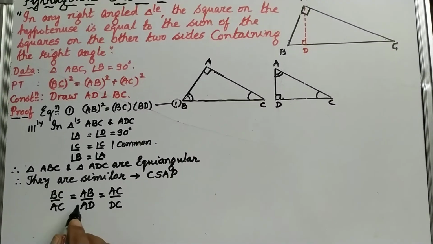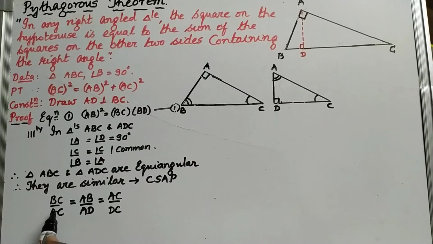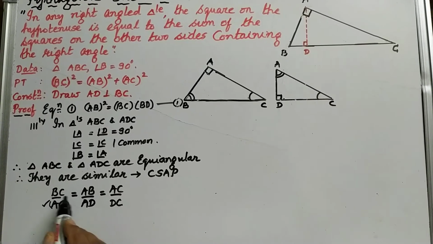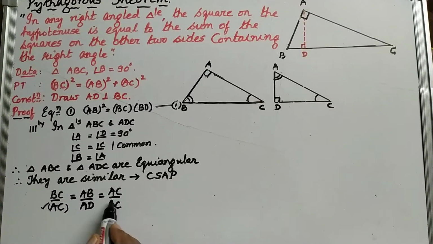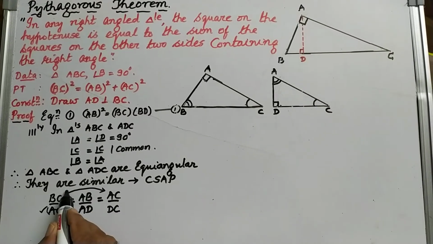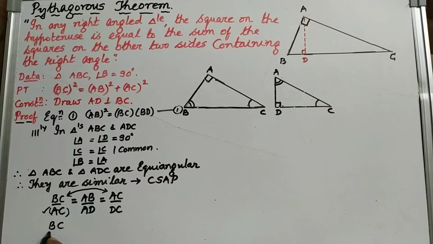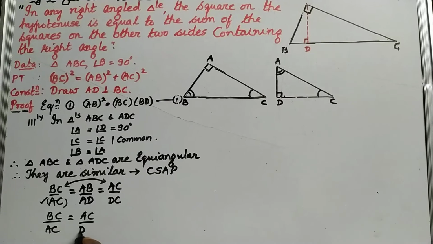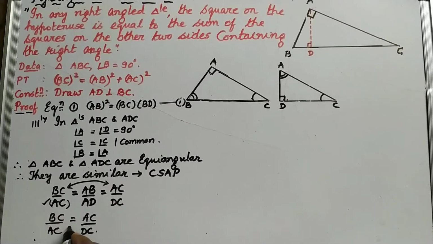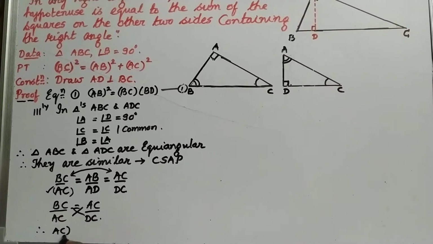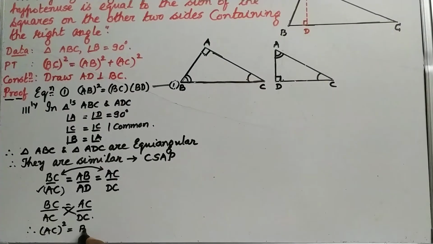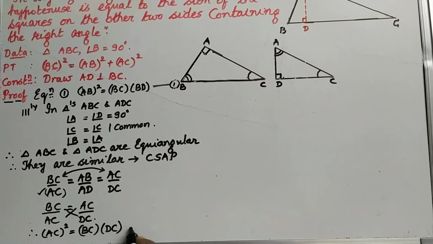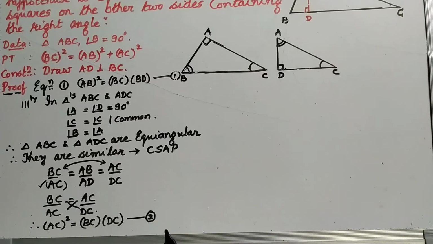Again, if you see the three fractions that we have, one of the denominators of one of the fractions is equal to a numerator of another fraction. We will equate those two. So I have BC by AC is equal to AC by DC. Therefore, by cross multiplying, AC into AC, AC square is equal to BC into DC. This is equation number 2.